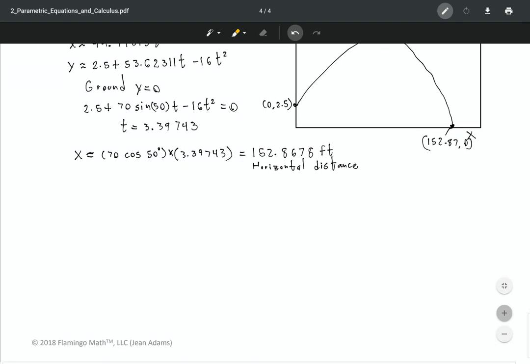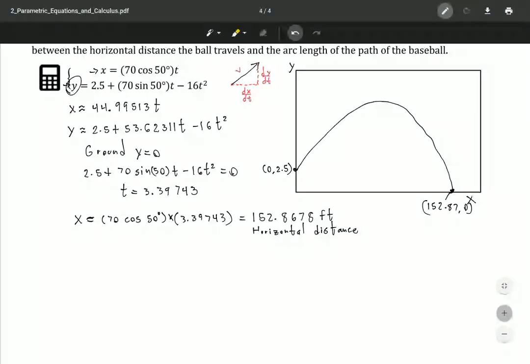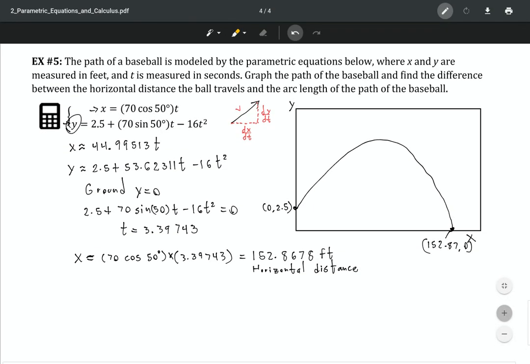All right, so now it wants to know the arc length, right? And it wants to know which one went further. And it wants to know, well, does it want to know that? It wants to know the difference between the horizontal distance and the arc length. Okay, so I have to figure out the arc length, which I'm going to use the previous formula, right?